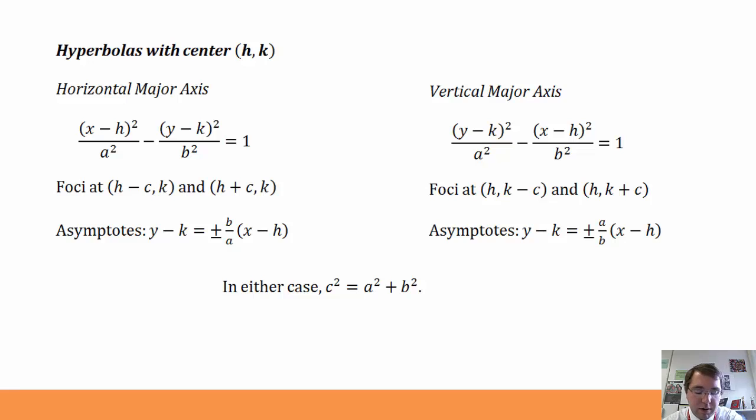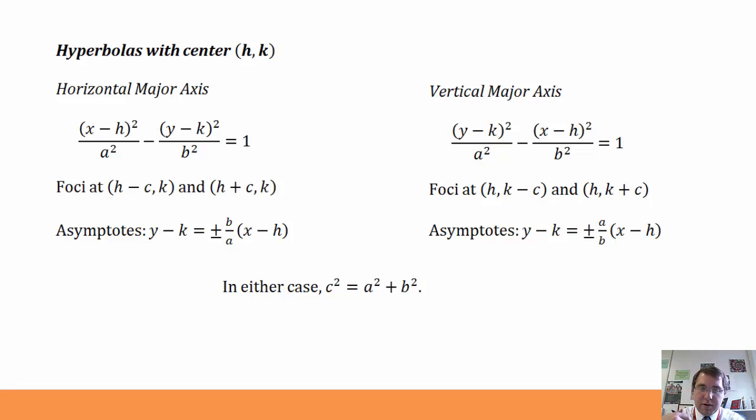That's why I sped through that example earlier. If we have a horizontal major axis, notice the x term is positive, and a squared is underneath that, and the y term is negative, and b squared is underneath that. And then the foci are a distance of c away from the center horizontally, to the left of the center and to the right of the center. And then there's the equation of the asymptotes in point-slope form.